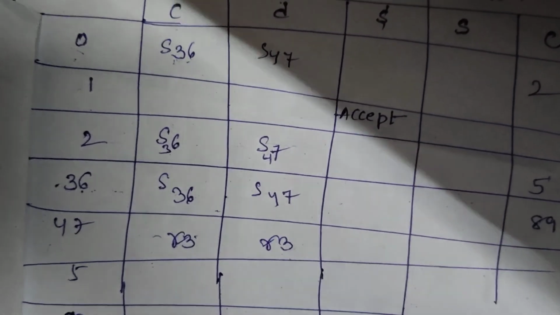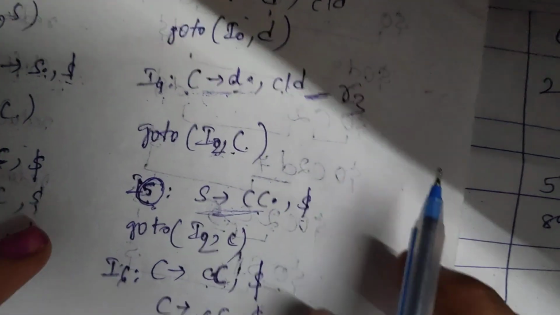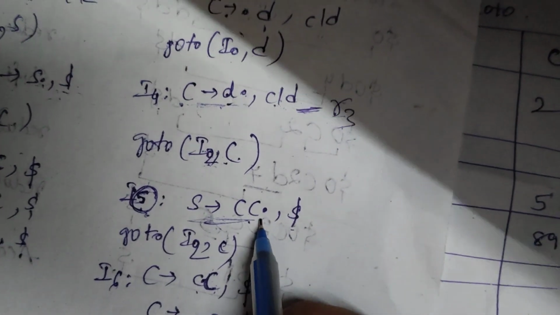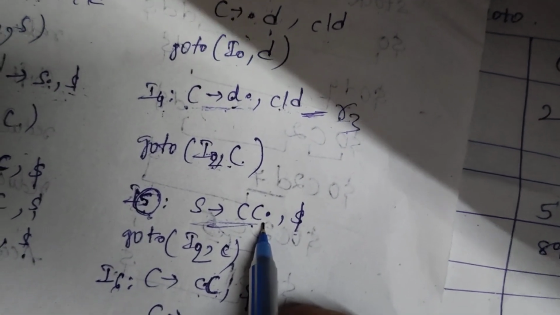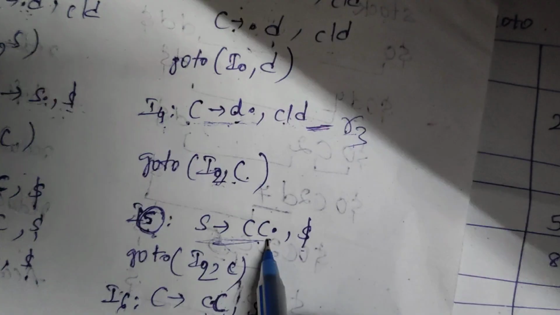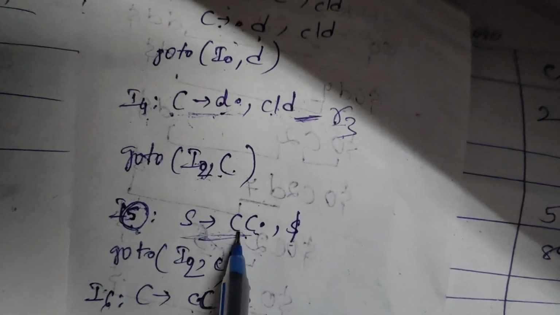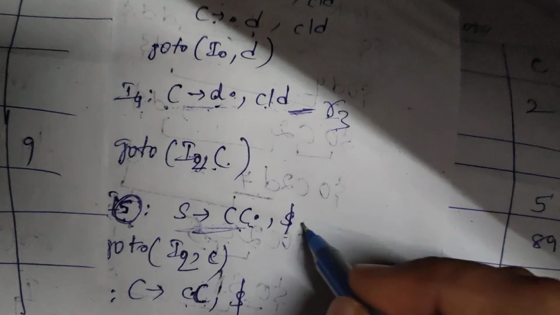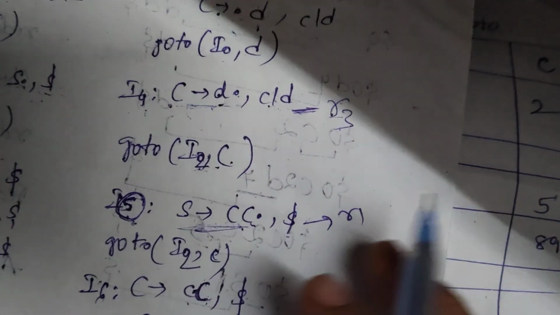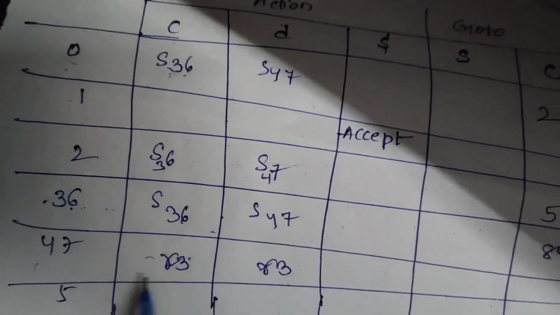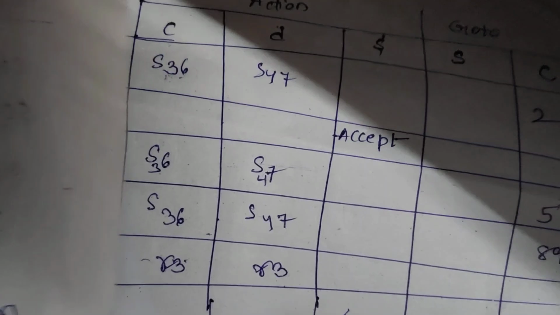Okay. Next, check where the dot reached in I4. The production number for this is 2, right? So see, the production number for this is 1. So this is R1. So in I5, in place of dollar, you need to write R1.